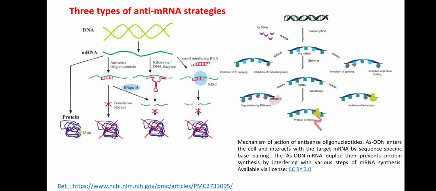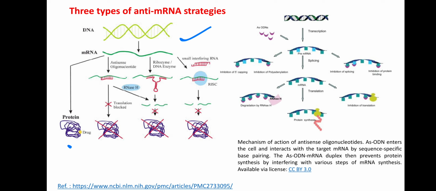Now we are going to talk about the types of antisense oligonucleotide technology. There are basically three different types. You can see this is DNA, and this is the central dogma procedure. DNA is transcribed into mRNA, which is called transcription, and then mRNA is translated into protein, which is called translation. In a healthy body, healthy DNA produces healthy mRNA, and that develops strong protein molecules.